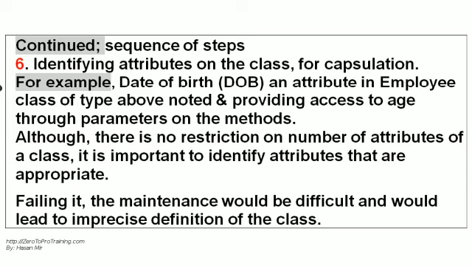Next, continued, sequence of steps. 6. Identifying attributes on the class, for encapsulation. For example, date of birth, DOB, is an attribute in the employee class, providing access to age through parameters on the methods. Although there is no restriction on the number of attributes of a class, it is important to identify appropriate attributes. Failing that, maintenance would be difficult and would lead to imprecise definition of the class.